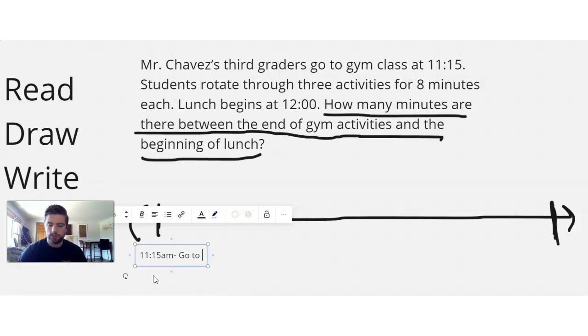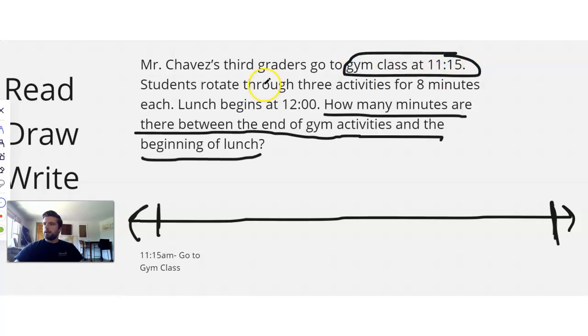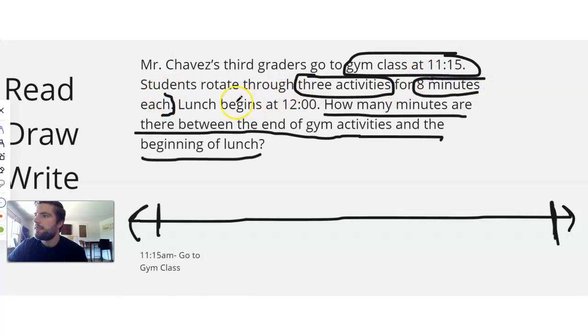11:15, go to gym class. And what I should have done there, and I actually forgot to do, is I forgot to circle some of the important numbers in this. So I'm going to do that now. So they go to gym class at 11:15. They rotate through 3 activities for 8 minutes each. So each activity is 8 minutes. And then lunch begins at 12.